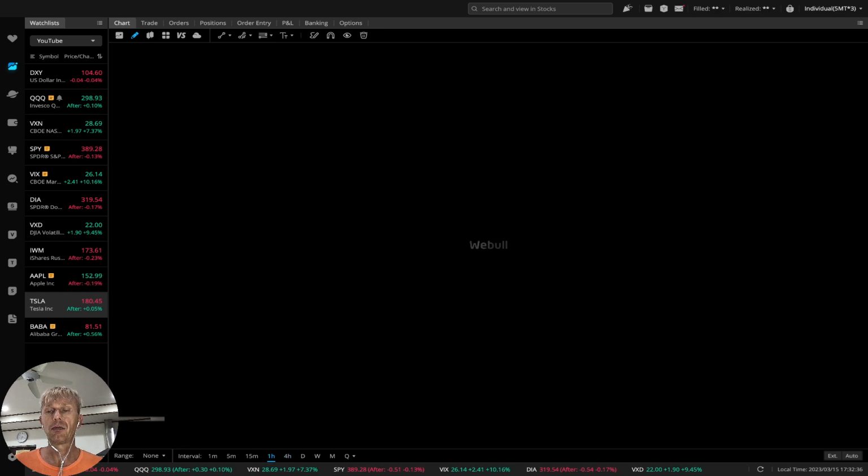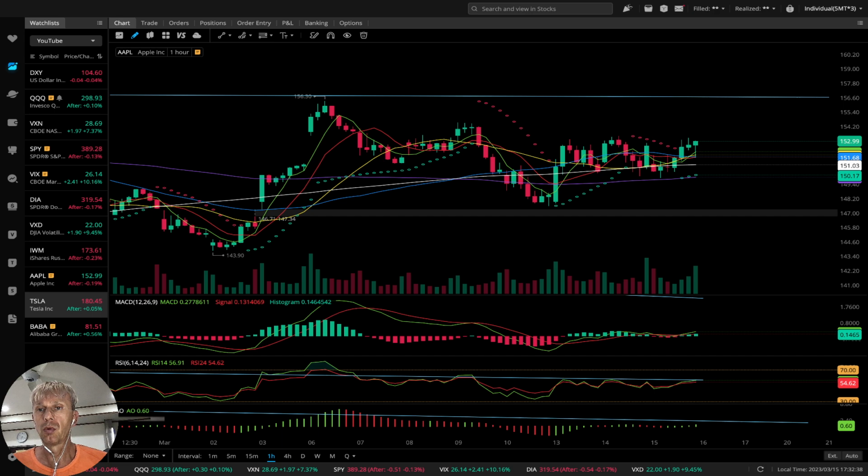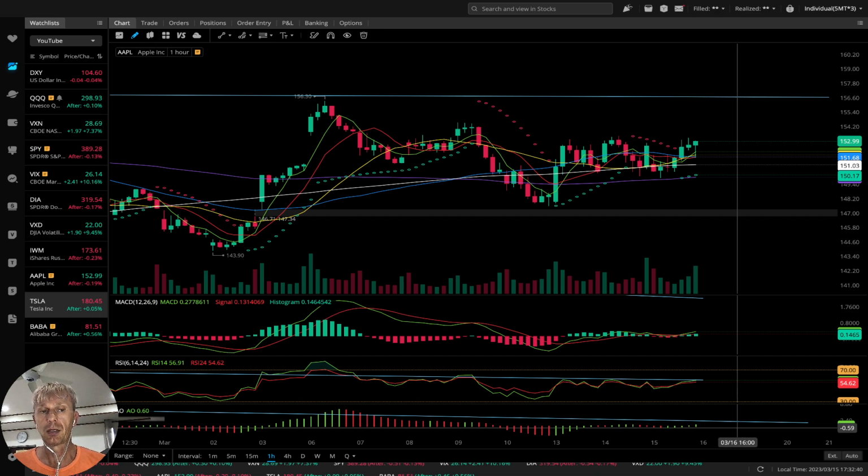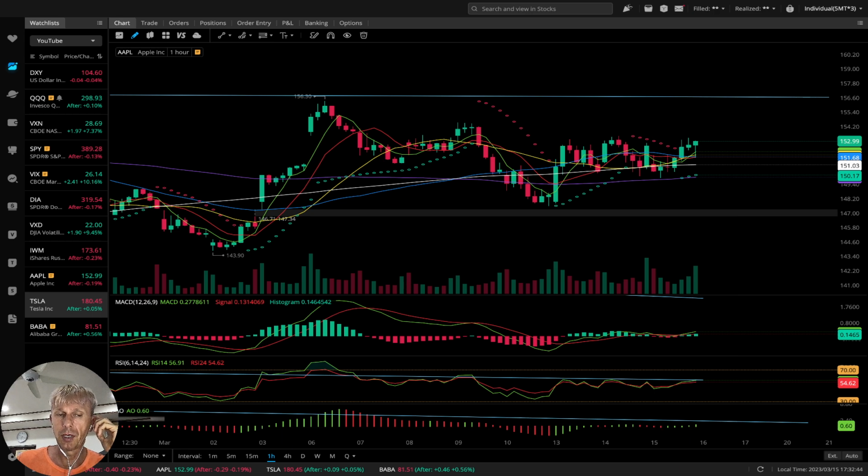On the 1 hour time frame, it is also bullish on all indicators. Tesla is bullish on the 1 hour and 4 hours time frame. On daily, still kind of bearish.